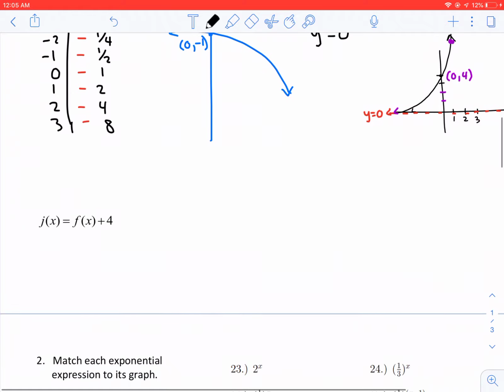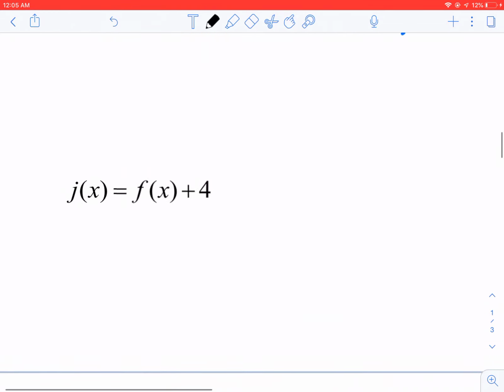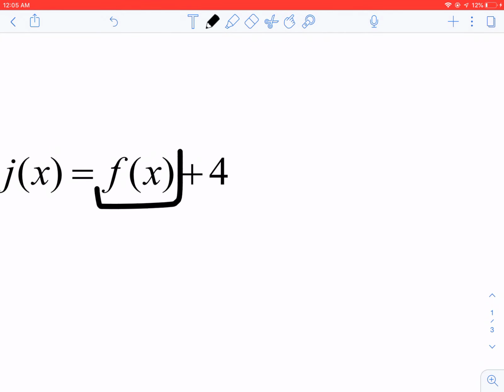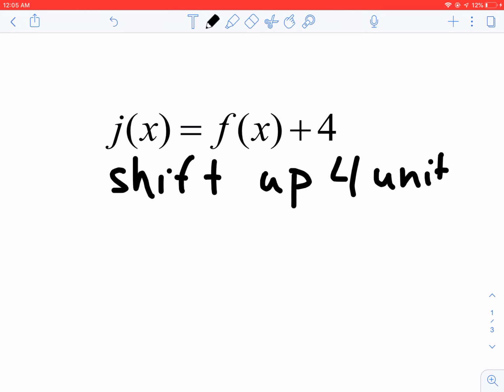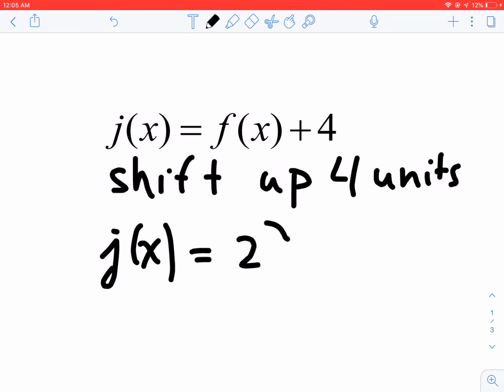All right, so j of x is f of x plus 4. We know when we're adding on to a function, right, when we're adding on to the y value, in other words, we are doing a vertical shift. So this is a shift up 4 units. And j of x would equal f of x, which was 2 to the x power, and then plus 4 on the outside.